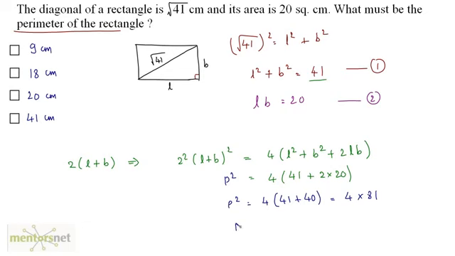So we have P square is equals to 4 times 81 is 4 1s are 4, 4 8s are 32. So 324 is P square. So P is equals to root 324, and that is equals to 18 centimeter. So the perimeter is 18 centimeter, option B.